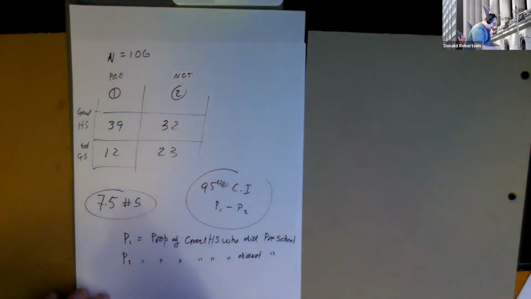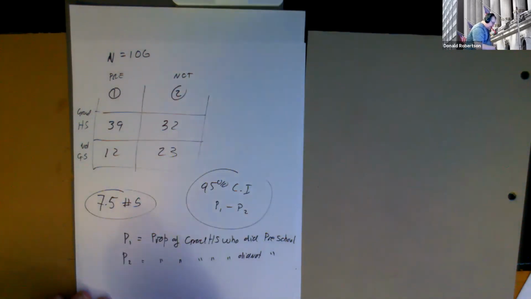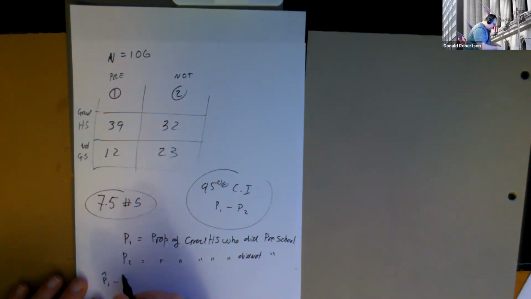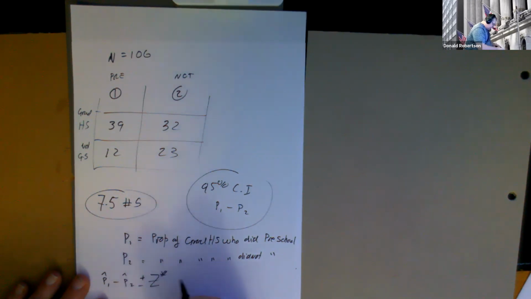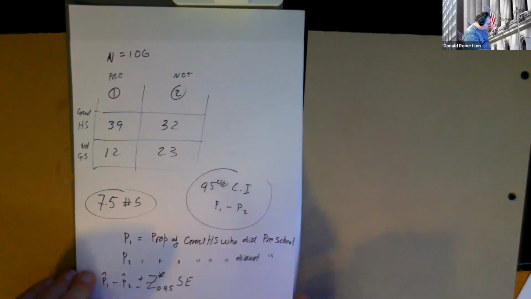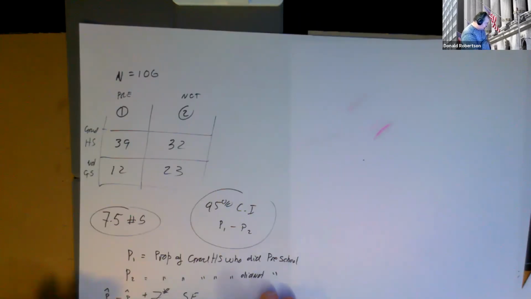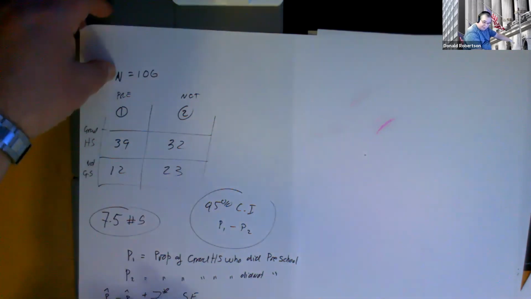So what do I need? Well, essentially I've got everything that I need here. And we can get the calculator to do that, but what the formula looks like is p1 hat, take away p2 hat, plus or minus a magic Z score, based on a 95% confidence interval, times the standard error. So if you were doing everything by hand, this calculation down here would be the job.